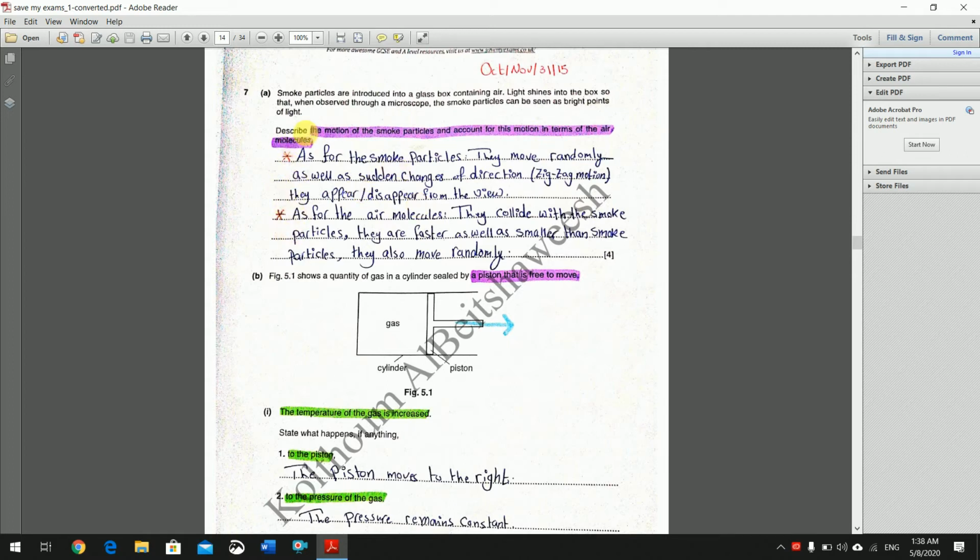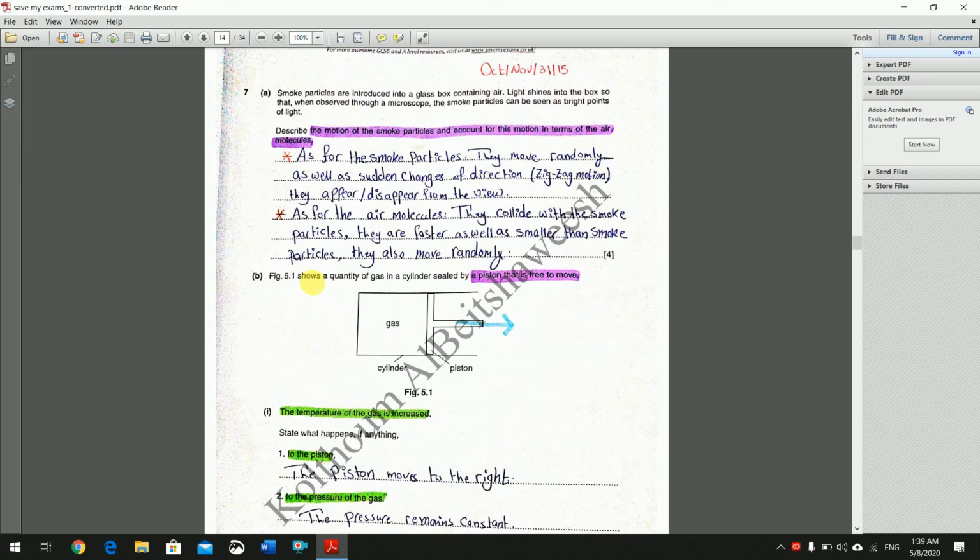So here I divided this answer into 2 points. The first one is that the smoke particles move randomly, and they have sudden changes of direction. They have a zigzag motion, and they appear or disappear from the view. They're like twinkling stars. They just twinkle, pop and disappear. While for the air molecules, they collide with the smoke particles since the smoke particles are larger. The air molecules are faster as well, and they are smaller than the smoke particles. So the smoke particles move randomly.